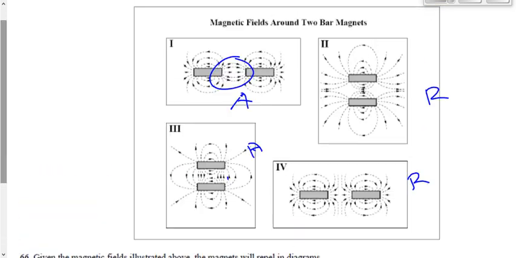Now, if you did have to identify what was north and what was south, we'd identify this is south, this is north. We'd identify this is south, this is north. Field lines go away from the north and toward the south, right? We don't have to do that, but another question, we might have to do that. So that's how you do it.